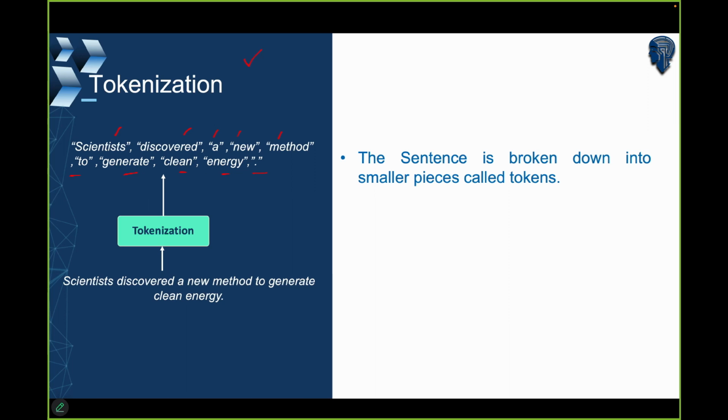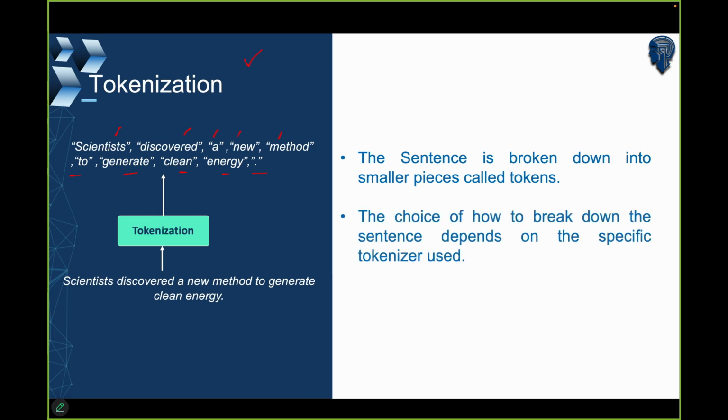The sentence is broken down into smaller pieces called tokens. The choice of how to break down the sentence depends on the specific tokenizer used. You build your own or you use an existing one. We will be building one and we will also be using an existing one, for clarity, so that even if you are using a pre-built tokenizer, you will have the clarity of how this might be working.